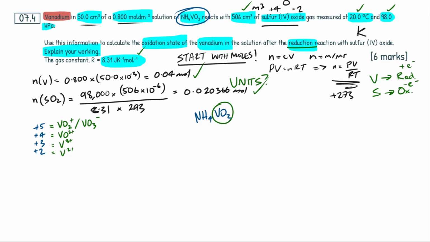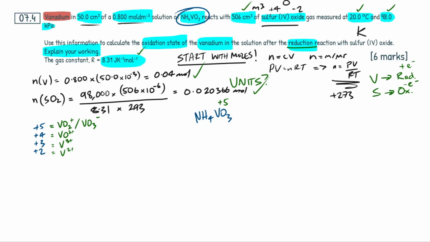What does this look like right here? This is VO3 minus, so we know that this is +5 for this vanadium. Simple as that. Okay, so if you memorize that this right here was +5, we know that the vanadium in here is +5. Simple as that.